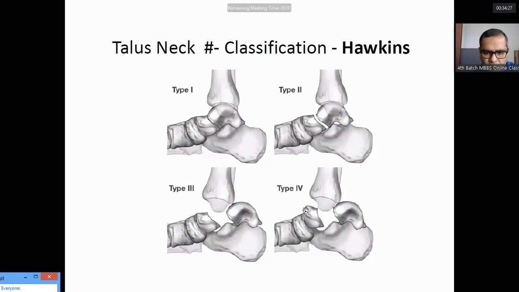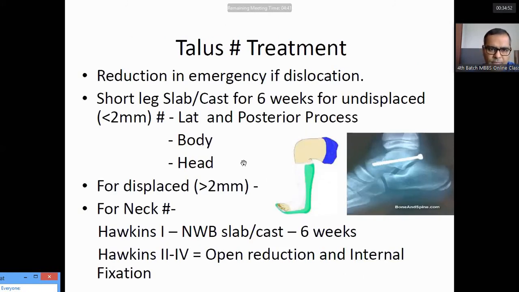And type 4 is disruption of the subtalar as well as the talonavicular joint, both joints. In type 3, there is disruption of the ankle and subtalar joint, and here in type 4, all 3 joints: ankle joint, subtalar joint, and talonavicular joint. Okay, these are the Hawkins classification.